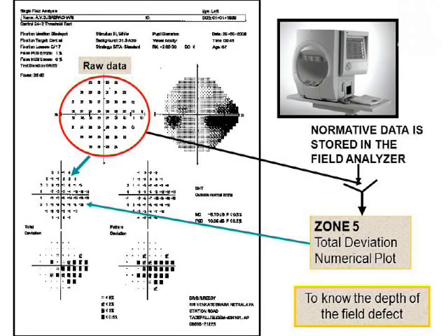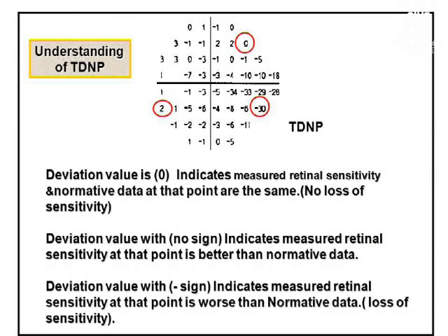Then comes the total deviation numerical plot. The total deviation numerical plot is nothing but the raw data expressed in deviation from normal values. The normative data for each point is stored in the field analyzer. This raw data is compared with the normative data and expressed as the deviation from normal values.